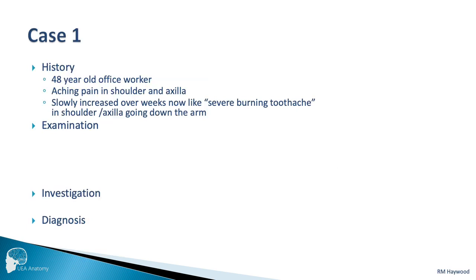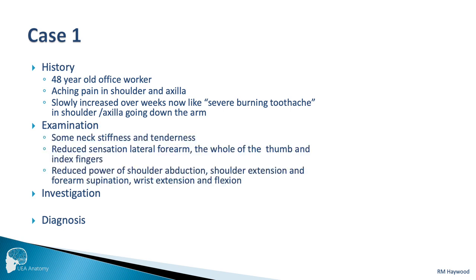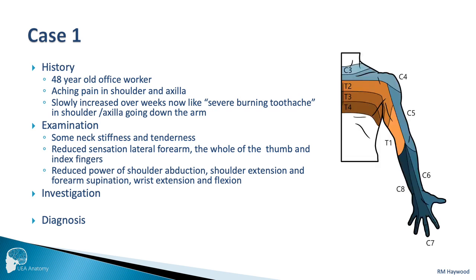So our first case is Cecilia, a 48-year-old office worker who presents to your clinic concerned about her shoulder and arm. She has some aching and pain in the shoulder and axilla, slowly increasing to a severe burning toothache, now going down her arm. On examination, she's got some neck stiffness and tenderness, reduced sensation over the lateral forearm, radial side of the thumb, and index finger. She had reduced power of shoulder abduction, shoulder extension, forearm supination, wrist extension and flexion.